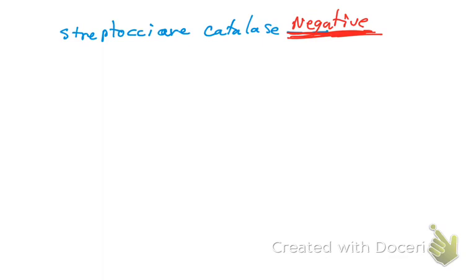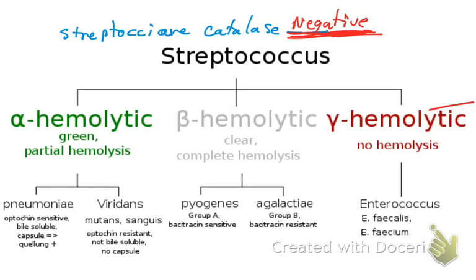Because Streptococcus, as I mentioned, is catalase negative, you remember that there is an algorithm, so that the Streptococci are going to be either alpha hemolytic, beta hemolytic, or gamma hemolytic. Let me just show a picture of this. So here basically is the picture. As I was mentioning, we have the alpha hemolytic, the beta hemolytic, and the gamma hemolytic.